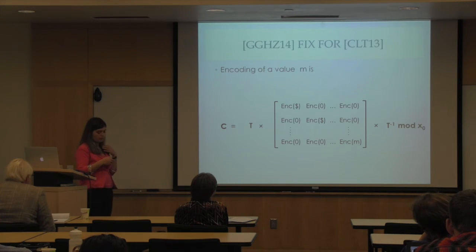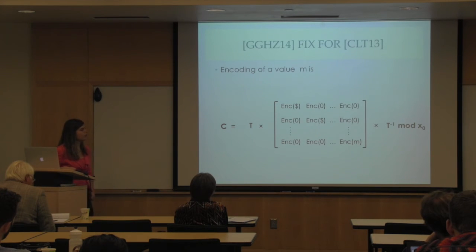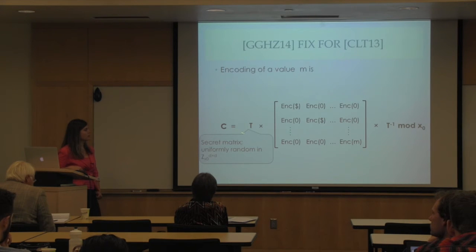So the new encoding algorithm was the following. If we want to encode a value m, we will embed the encoding of this value m in a larger matrix that consists of different encodings. I will tell you what these encodings are. And then we will multiply on both sides with a random secret matrix T, of some dimension D times D, which you choose as part of your parameters. And then on the other side, you will multiply with the inverse of this matrix.